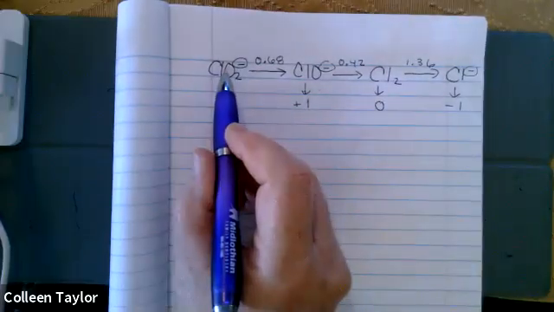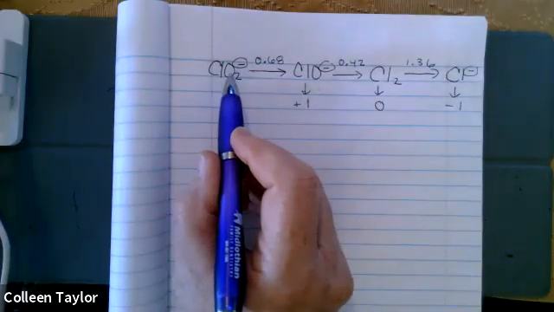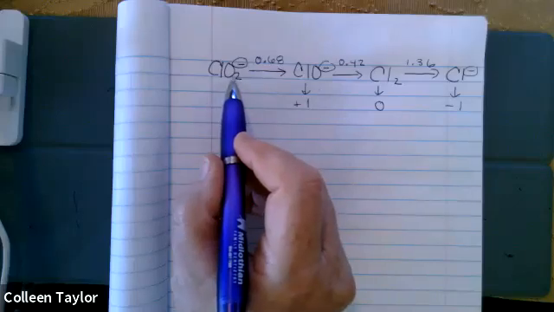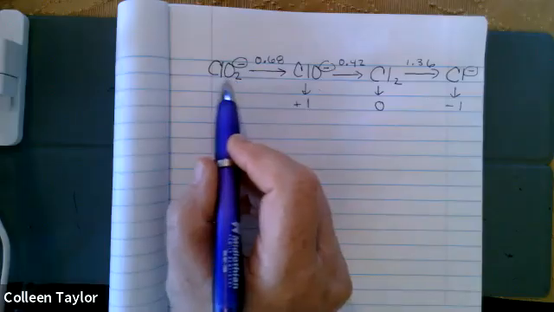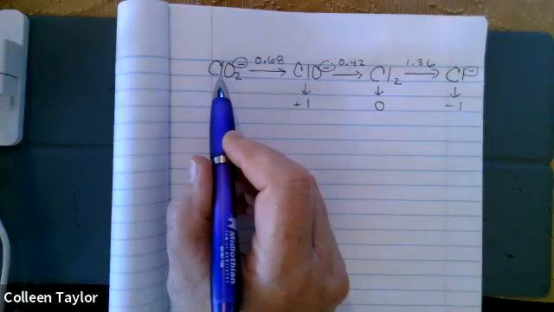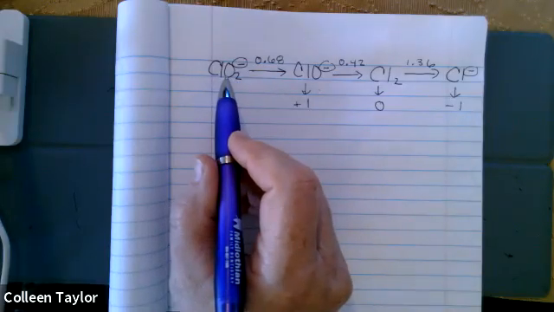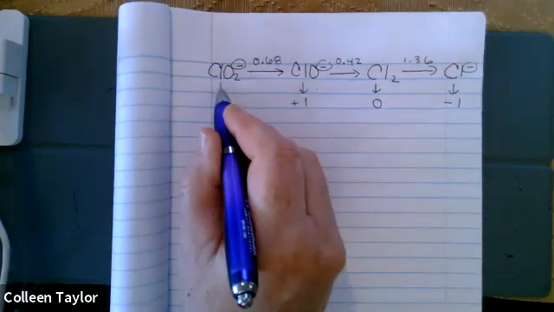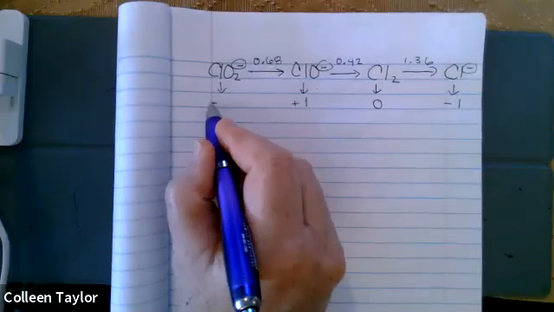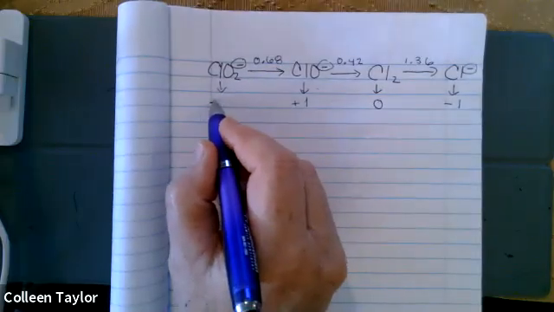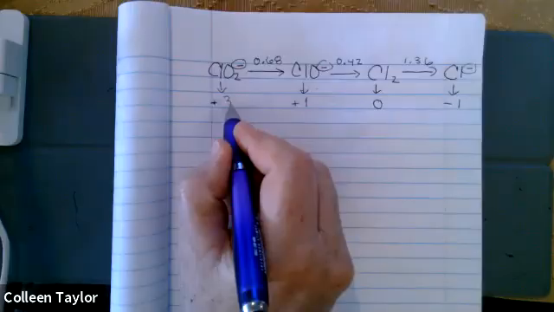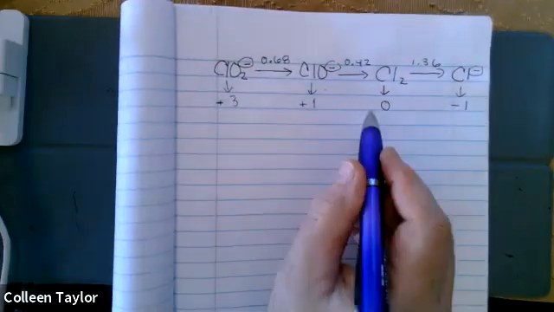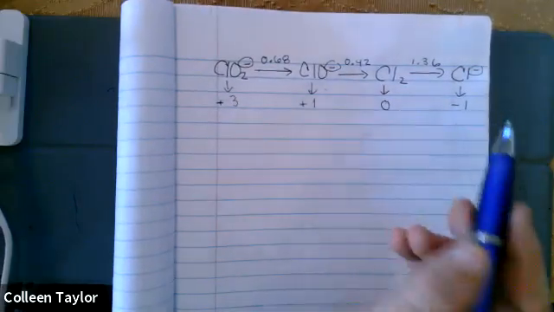Okay. And then we have ClO2. So we have two of the oxygens, which would be a total of -4. And therefore, the chlorine must be +3. +3 minus 4 equals -1. So we have a 2 electron transfer here. We have a 1 electron transfer here and a 1 electron transfer here.